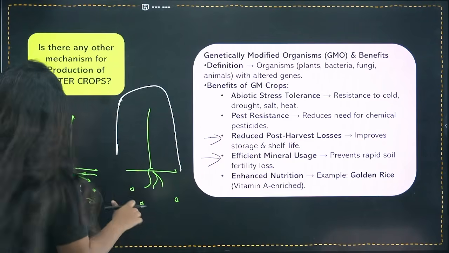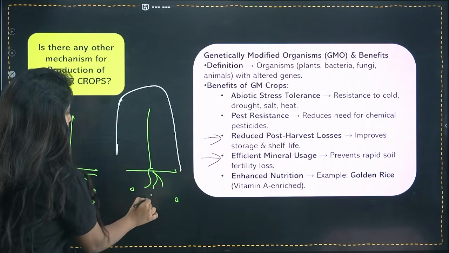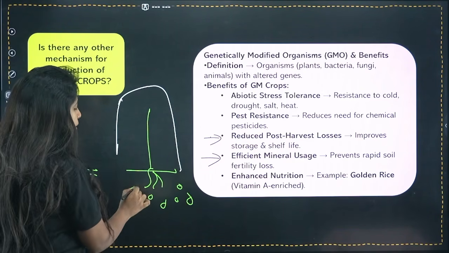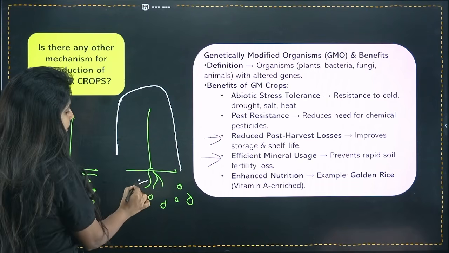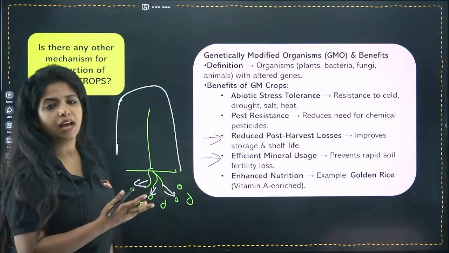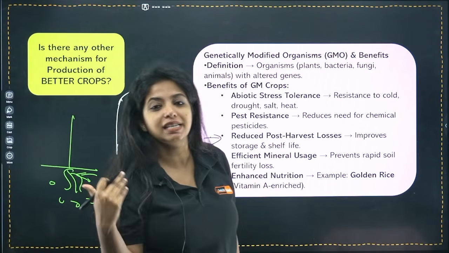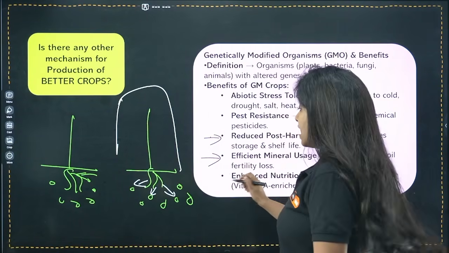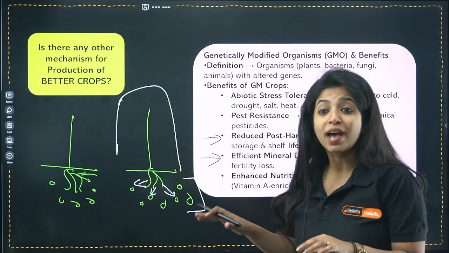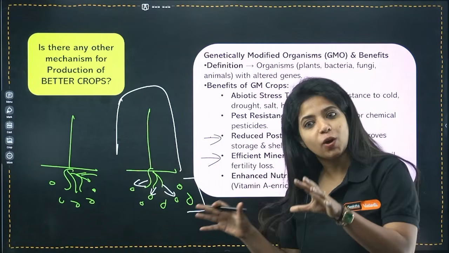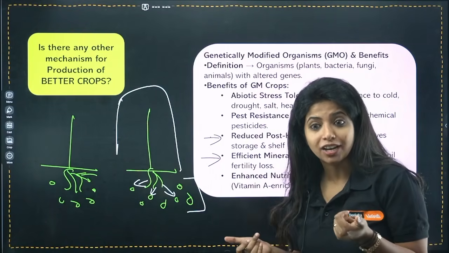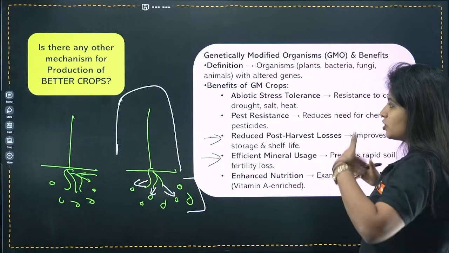So here, my dear children, even if they have a high amount of nutrients up there, they will be taking up only a few, because within this few they can easily survive. That means basically they are making sure that the soil has not lost its fertility. The soil also has enough nutrients, and that is a good thing, right? So efficient mineral usage is another point.